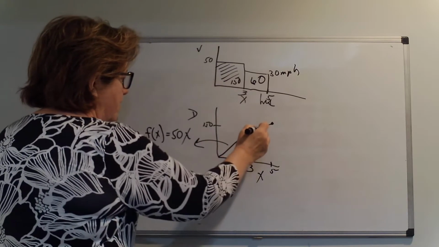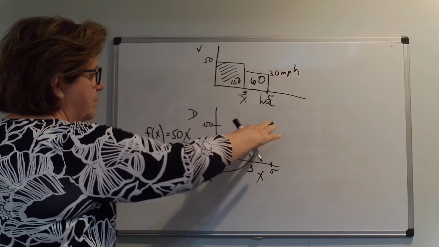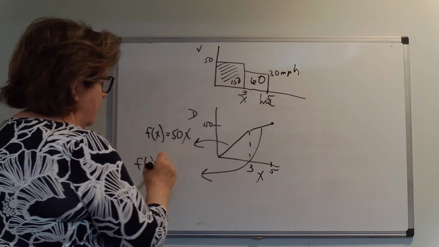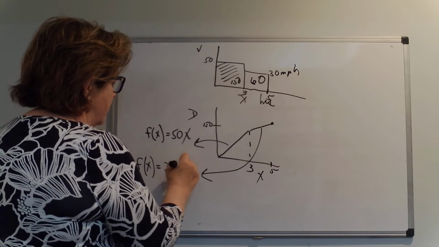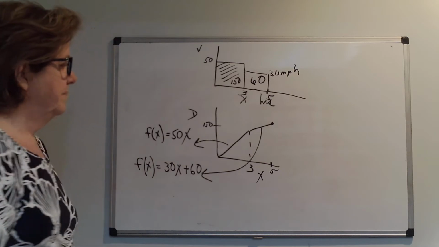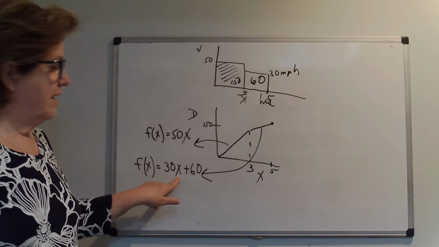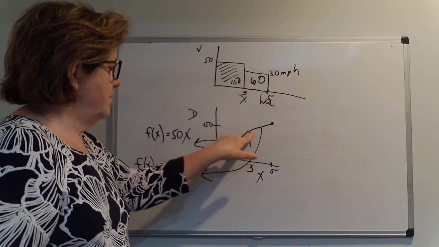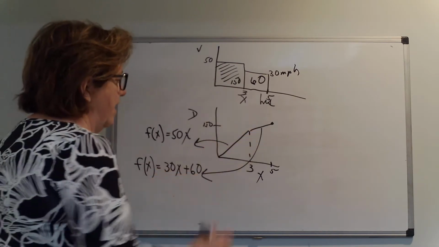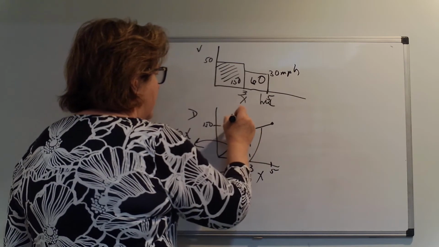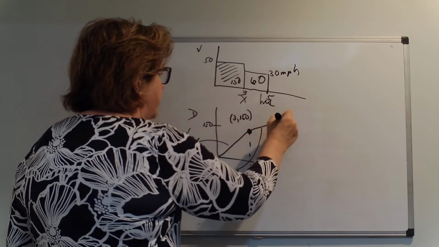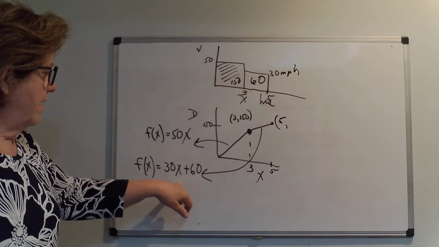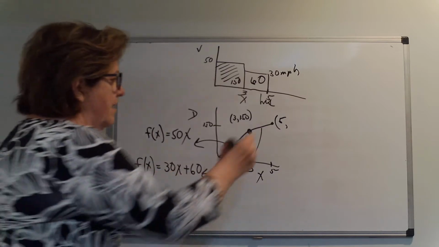Okay, now on the next part we're going a little bit more slowly, and it turns out that the function on that part of the trip is going to be, we're going 30 miles per hour, so it's going to be 30x plus 60. So if I put in 3, I get 90 plus 60, which is 150, which is where I should be. If I put in a 5, so here at 3 hours I'm at a distance of 150. If I put in a 5 in here, at 5 hours I'm at a distance of 210.